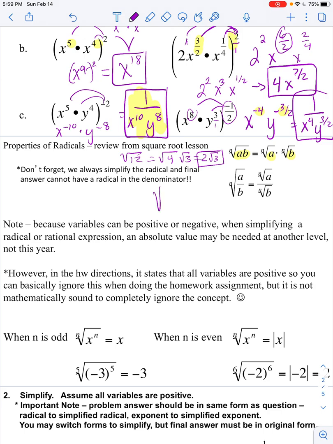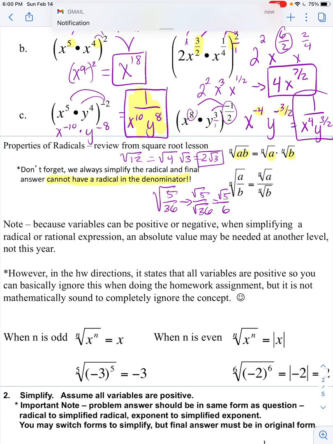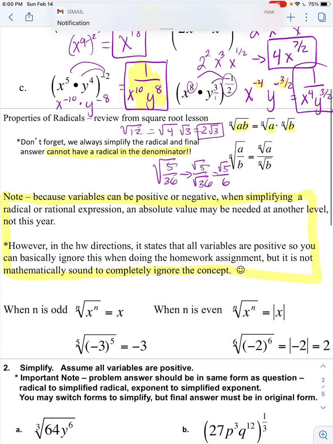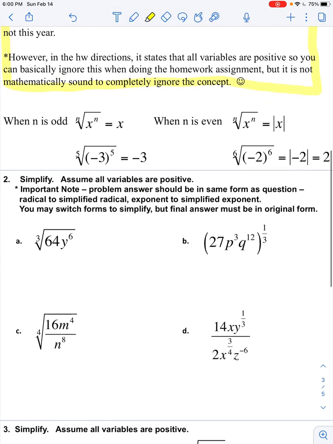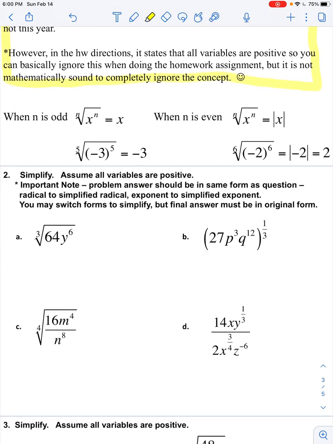So if I had the square root of 5 over 36, I would probably split that one up because I can see that this is going to get stuck under, but that's going to clean up nicely because it's still true that you cannot have a radical in the denominator. So you're doing whatever it takes to get that out of the bottom. This stuff here is sort of math accuracy stuff. We are not going to worry a ton about that right now because it's sort of in depth and we are in a pandemic. But the gist of it is this.